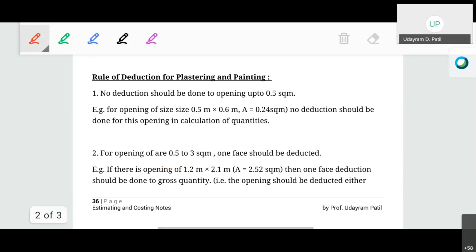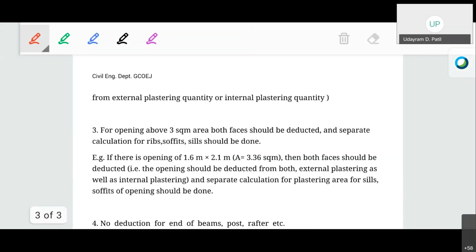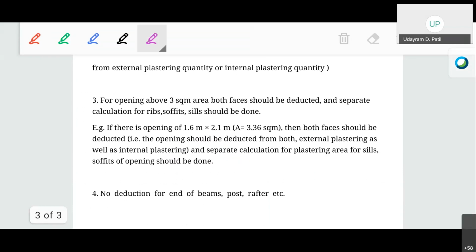Now another, third rule is there, for openings above 3 square meter. If the particular opening has an area greater than 3 square meter, in that case we are going to deduct both phases. That means we deduct that particular quantity from the internal plastering as well as the external plastering. Therefore, calculating the area of each opening.